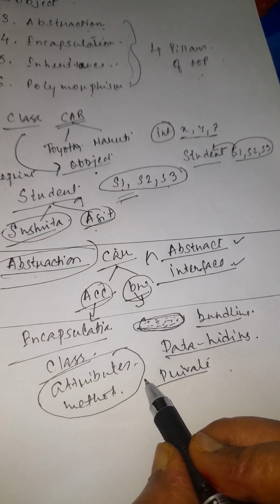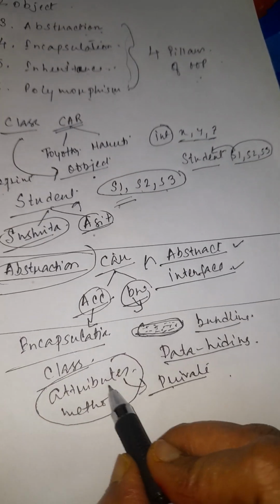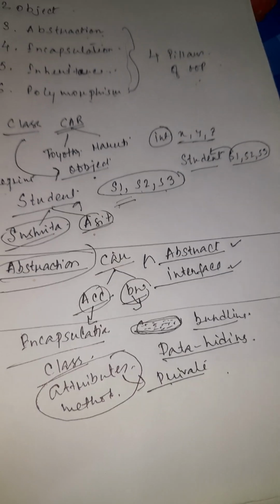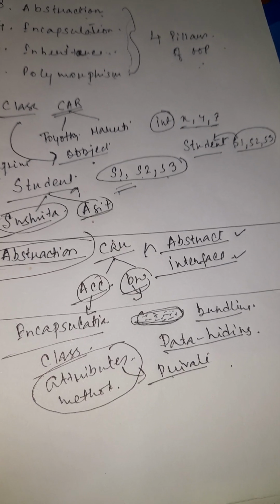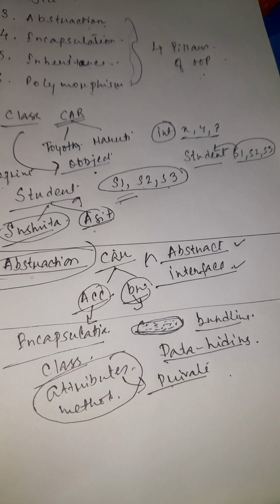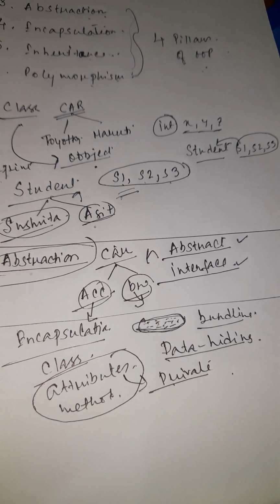If you make any attribute private, this attribute will not be accessible by any other classes outside, so you can hide any data member. If you make a method private, this method will not be accessible outside this class.